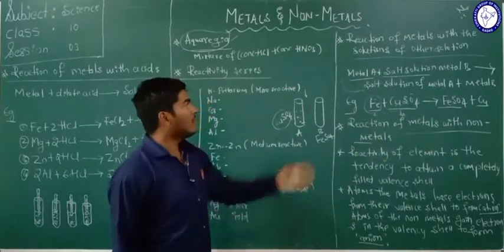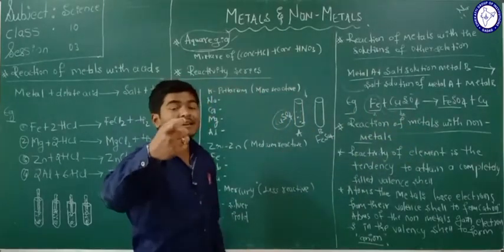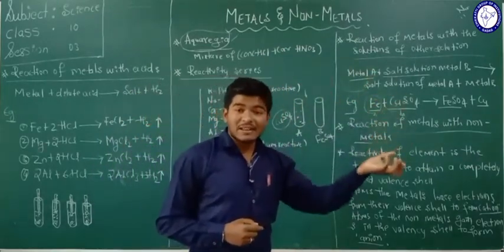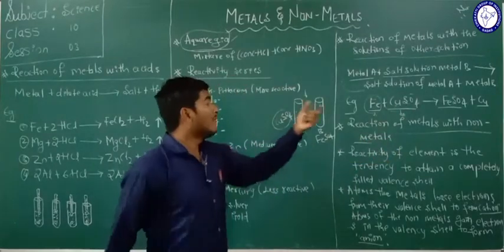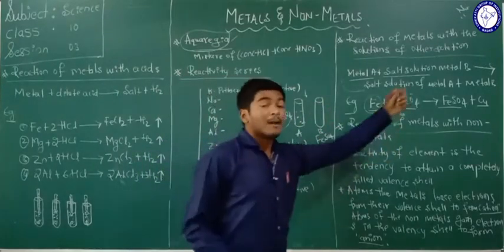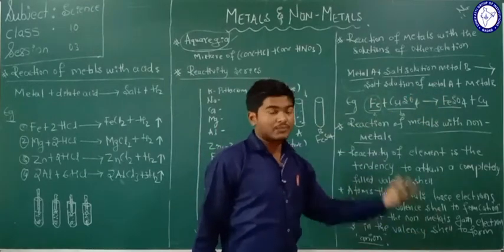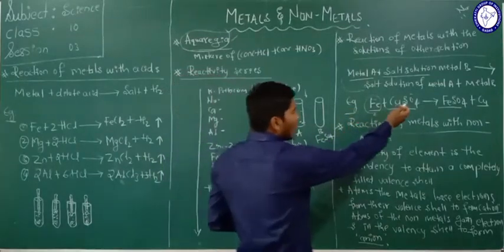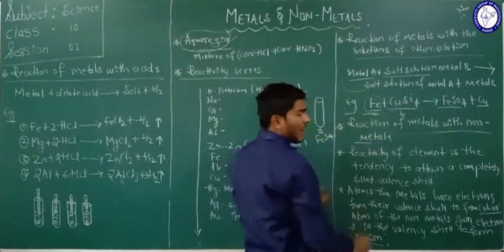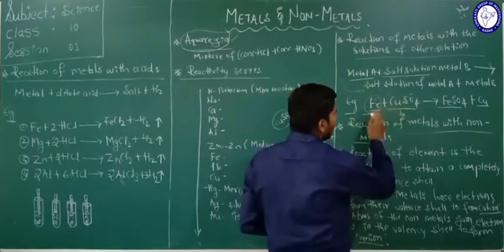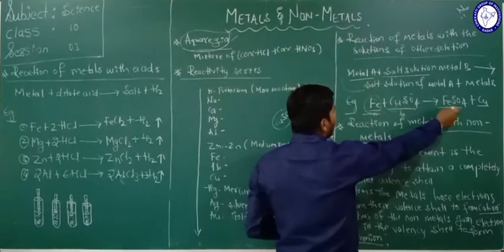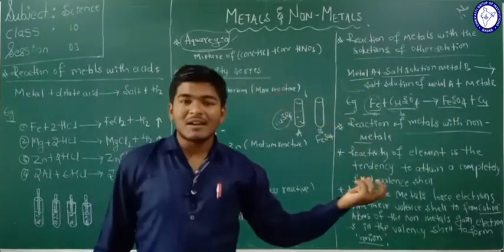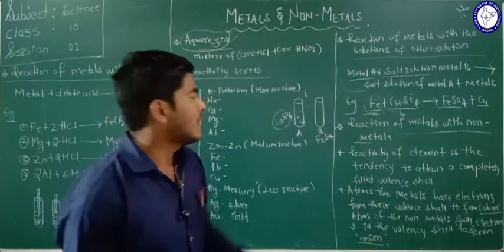Once again I am repeating here, when any metal reacts with another metallic solution, that metal displaces the other metal which is present in the metallic solution, if and only if the metal is more reactive than the metal present in the solution. That is nothing but the simple displacement reaction. When iron reacts with the copper sulfate solution, the iron is more reactive than the copper, therefore iron displaces the copper and it forms ferrous sulfate solution plus copper. So when any metal reacts with a metallic solution, it displaces the metal from the metallic solution.